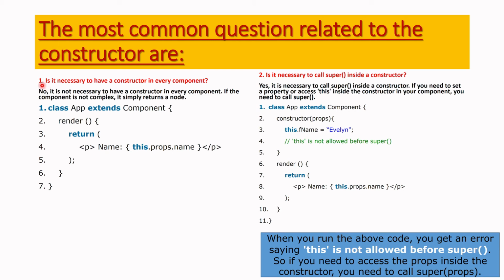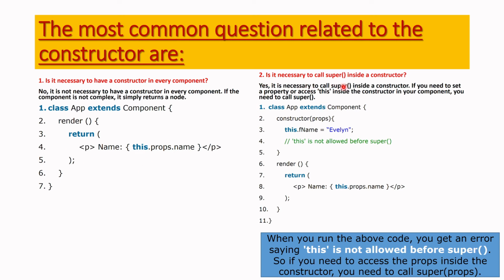Okay, so is it necessary to have a constructor in every component? No, it is not necessary to have a constructor in every component. If the component is not complex, it simply returns a node. Like if we have a class component App and we are rendering in the render method only a paragraph and we are sending this.props.name, it is not required. I do not want to initialize the name or anything else. We are only passing this prop name. If the props have the data name, then it will display, otherwise leave it.